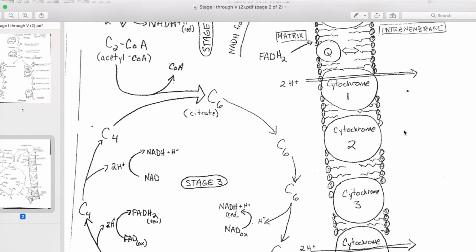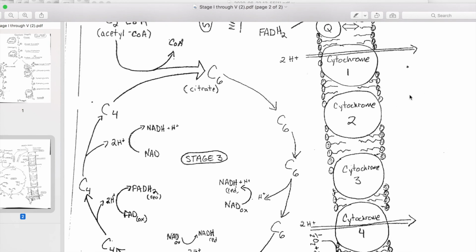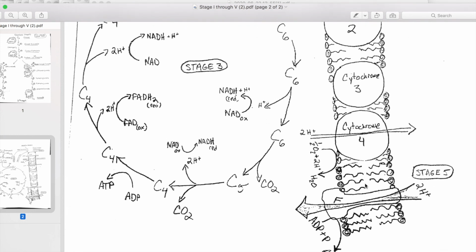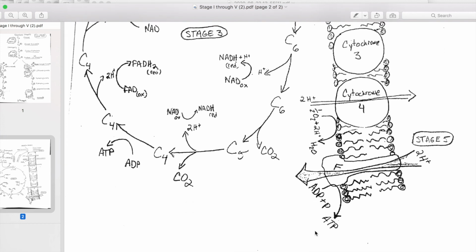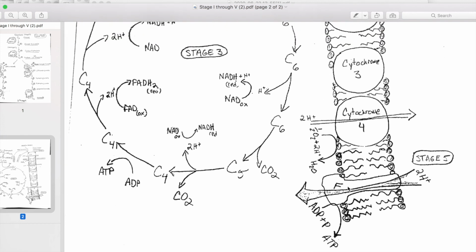And now you end up with a gradient of lots of hydrogen ions over here, not as many over here, across this membrane. And then you use that gradient in stage 5, where they go through the ATPase. The hydrogens fall downhill back to the matrix. As they fall downhill, they go through this complex, which spins around in a circle, takes ADP and P, and smashes them together. Okay? How many ATPs do you get out of this last stage? Well, theoretically, you can get 36.